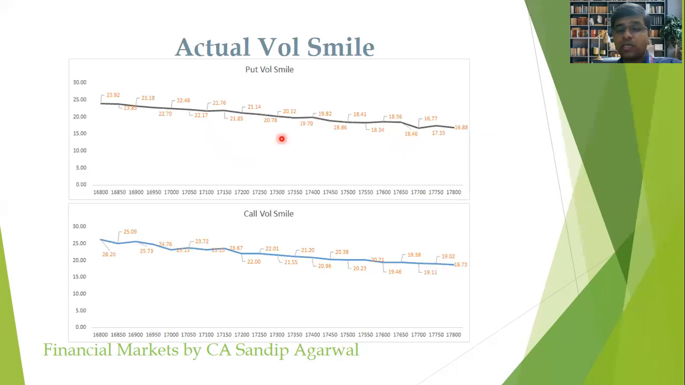Now this is the actual data. You will see this doesn't look like a wall smile. As I explained in the previous slide, the IV of the at the money put option is 20.12, and you can see the IV of all the OTM put options is higher as compared to the ATM put option, whereas the IV of all the in the money put options is lesser as compared to the at the money put option.